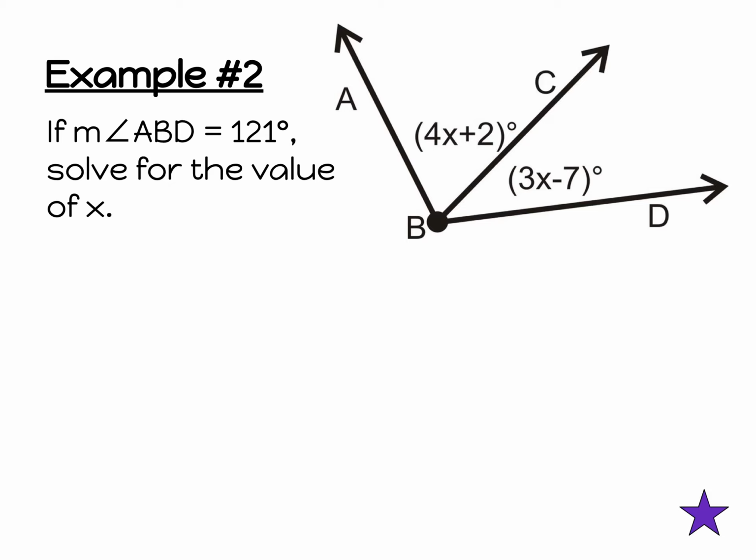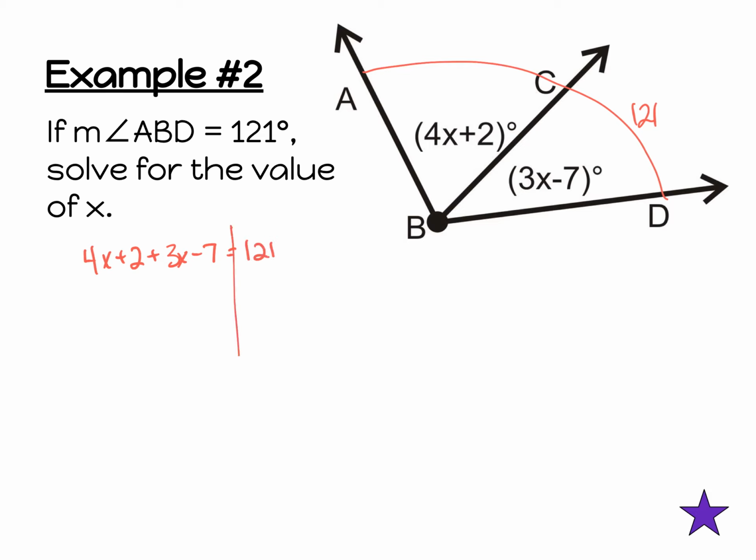My next example says if the measure of angle ABD is 121 degrees. So let's find ABD first. So A to B to D. So we're talking about the large angle here is 121. I'm going to go ahead and draw that in here. This is 121. We want to solve for the value of x. So remember, the little angle plus the little angle will equal the big overall angle. So I have 4x plus 2 plus 3x minus 7. That's my little plus my little will equal the large angle, which is 121.